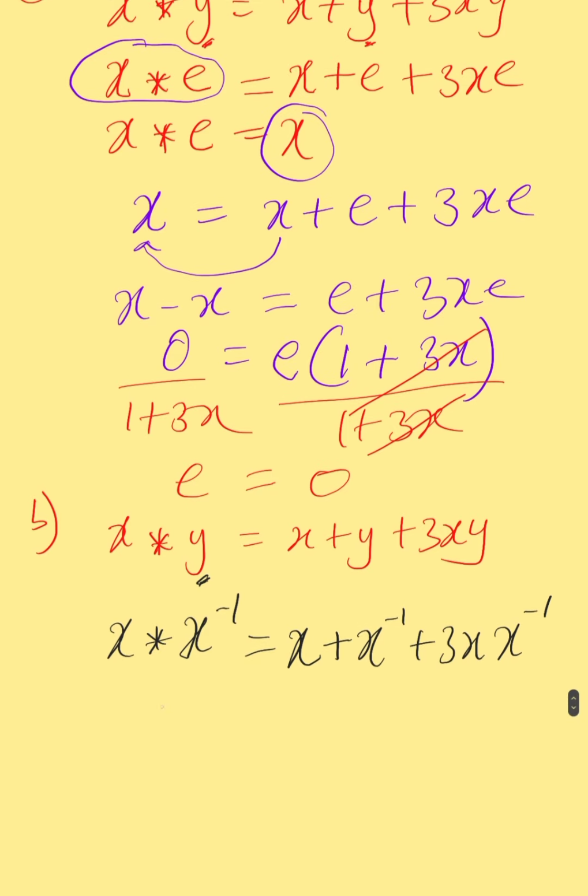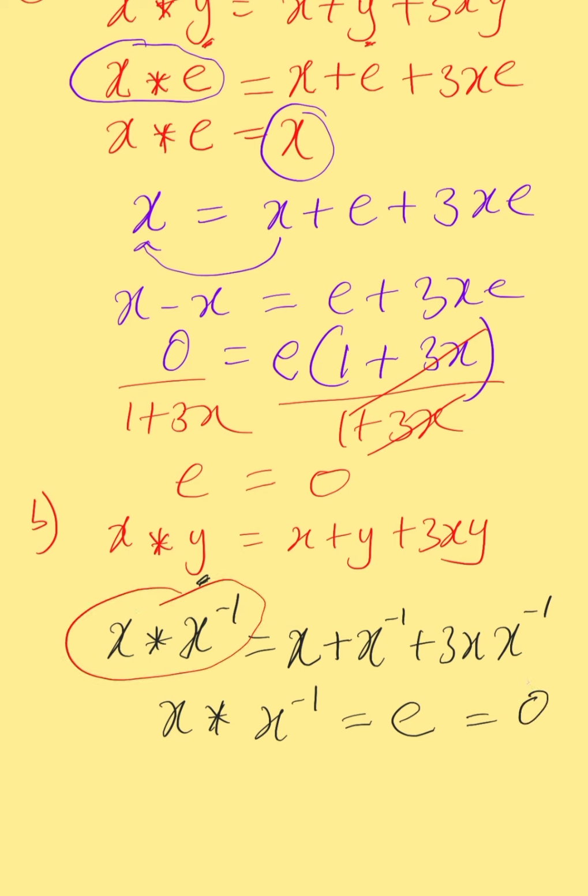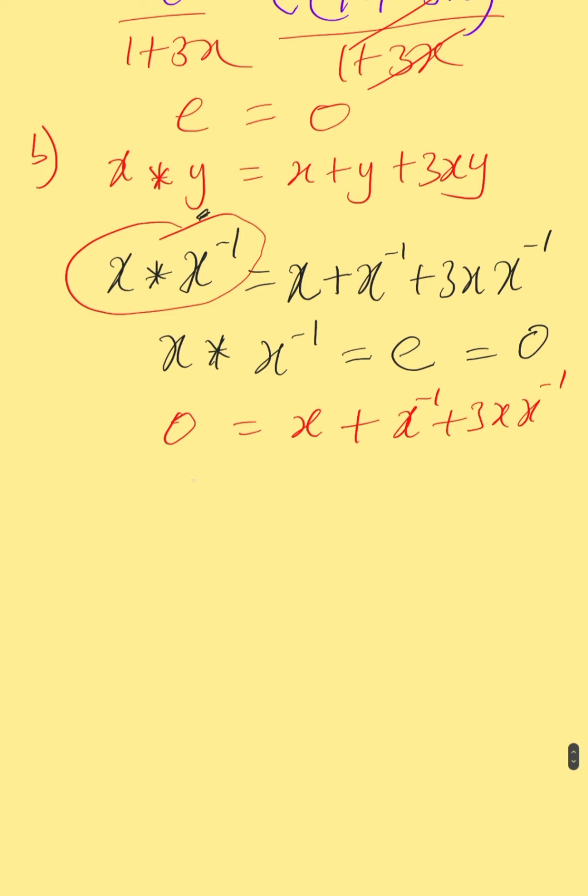But you know that whenever you have x star x inverse, it will give you the identity element, like we discussed. And you know that our identity element is now 0. So I will remove everything I have at the right hand side and put 0. So I will now write 0 is equal to x plus x inverse plus 3x x inverse. So this will now be the same thing as 0 is equal to x plus x inverse, which is common, you factor it out. x inverse divided by x inverse is 1. 3x x inverse divided by x inverse is 3x.